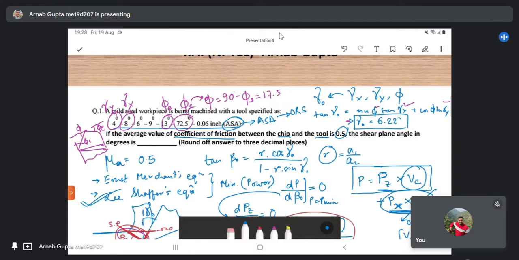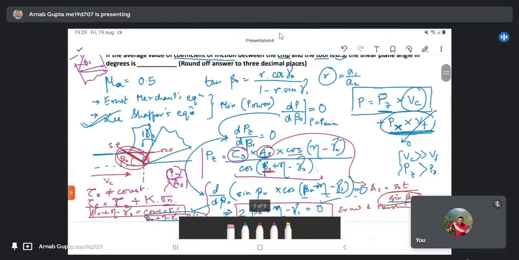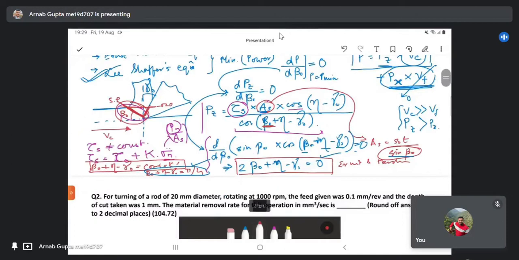Now you can use any one of the equations. By using Ernst and Merchant's equation, you will get the value of beta naught is equal to around 34.825 degrees, or 35 you can approximate it as 35 degrees. So this is the answer that has been given in the solution.